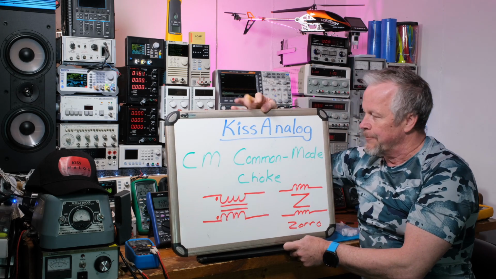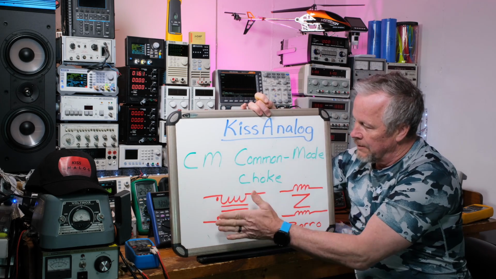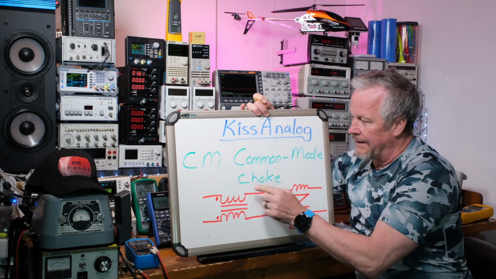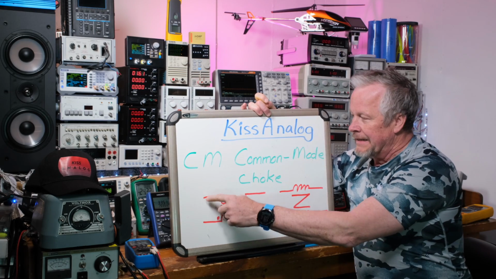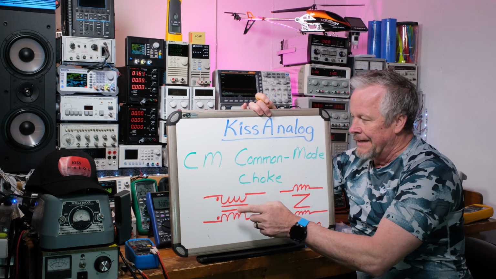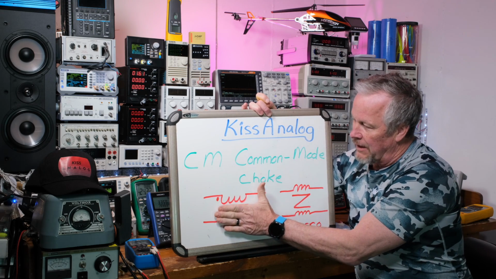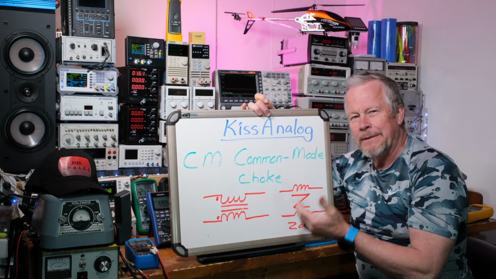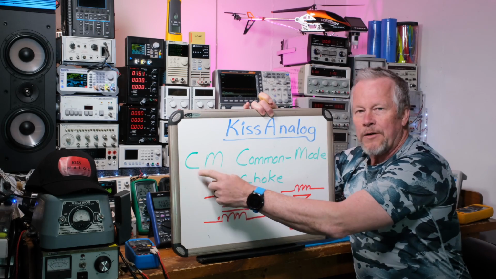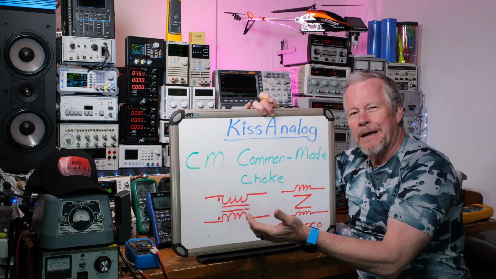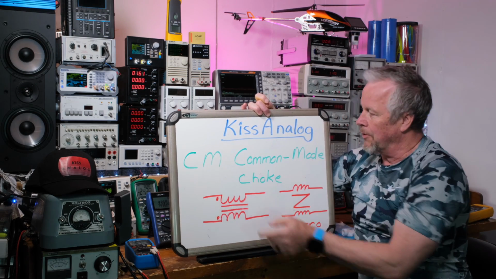Now, if you just had one inductor on your line, that'd be differential, right? Because it's differential current. It's not seen by both of them. So if you just had one choke on your line, not this one, that'd be differential. So you say differential mode, or sometimes normal mode. So normal mode, okay?